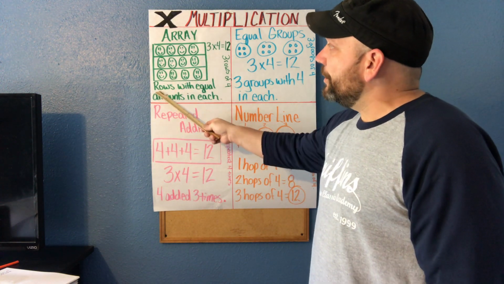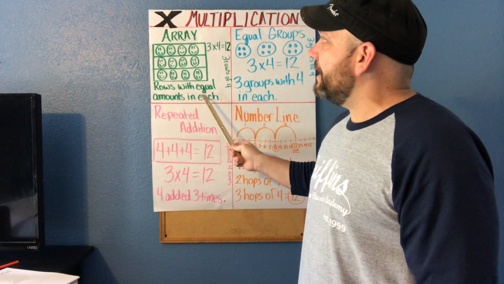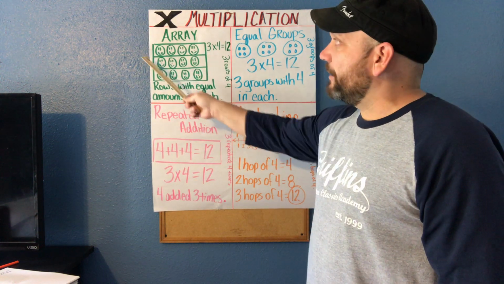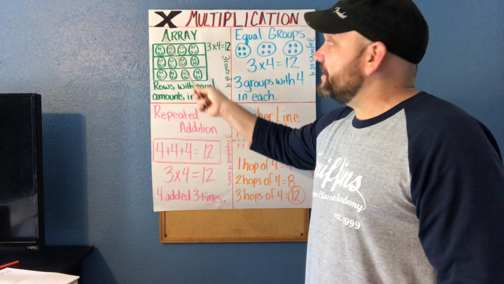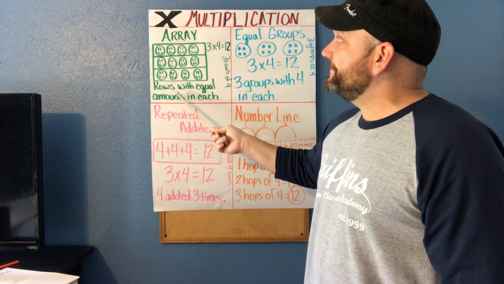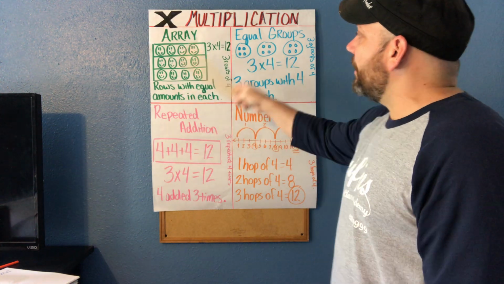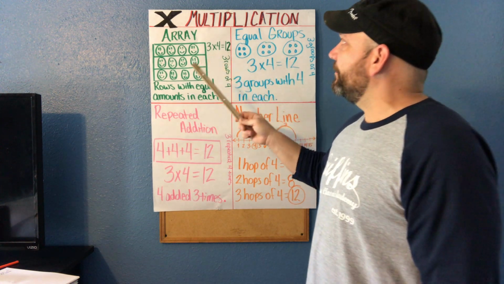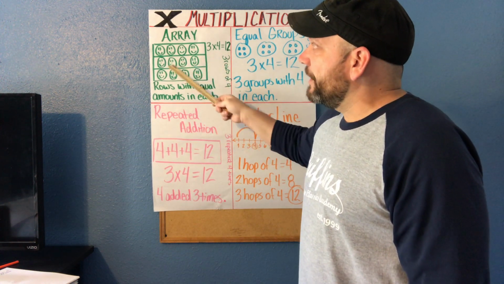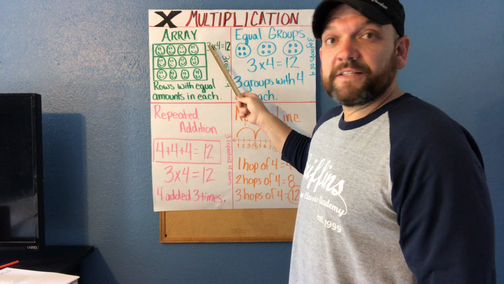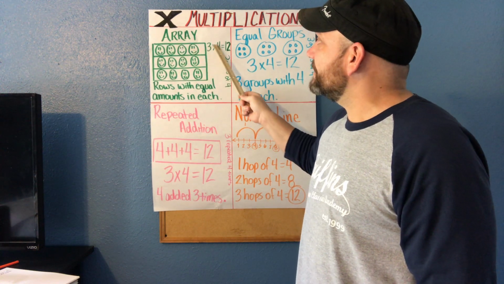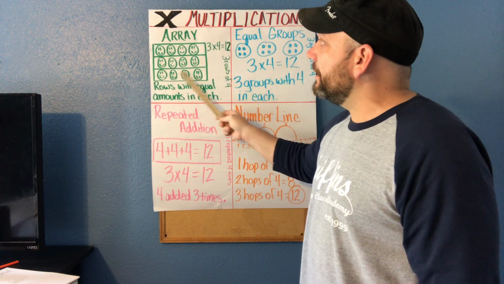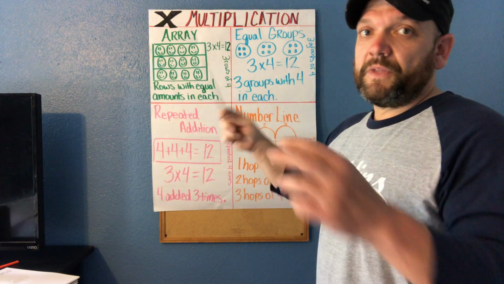Arrays are rows with equal amounts in each column. So we've talked about how rows go from side to side. We've talked about how columns are the up and down. And so in all of these problems, what we're representing is 3 times 4. We have 3 rows, and each of the rows has 4 smiley faces. So 3 times 4, when we count them all up, we get 12.